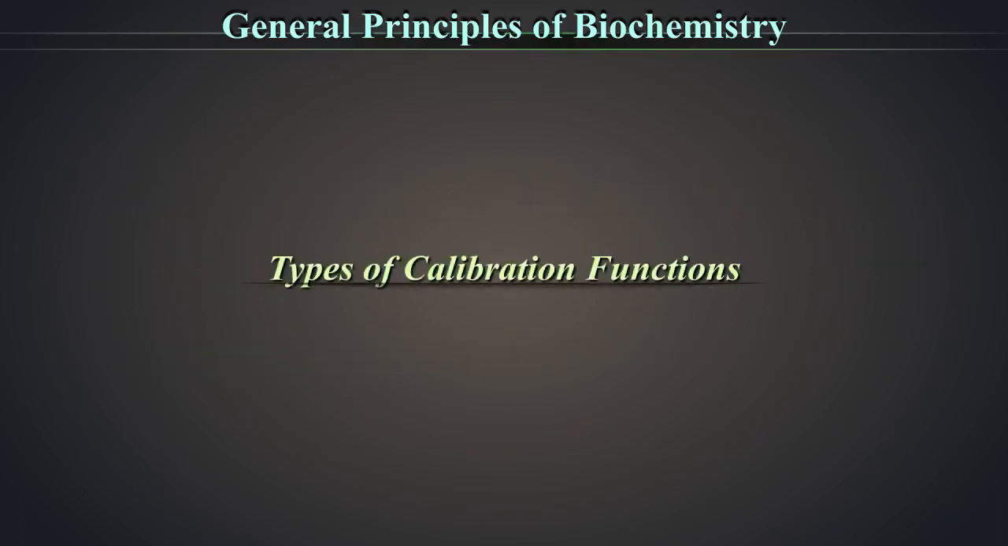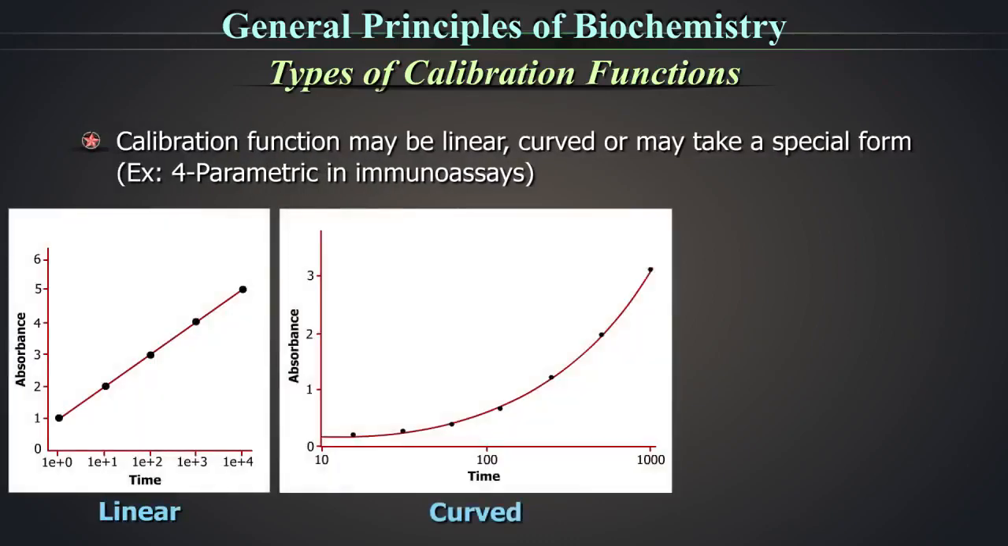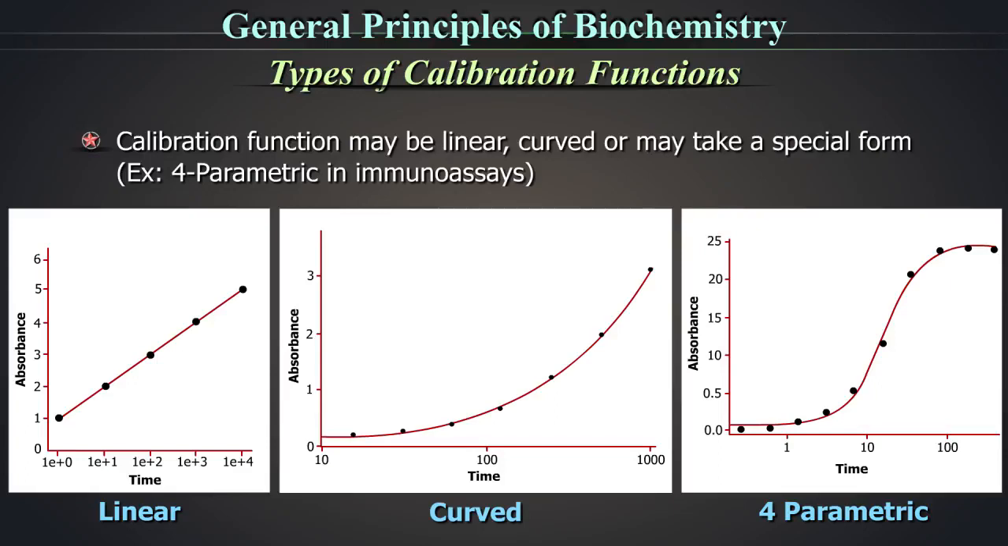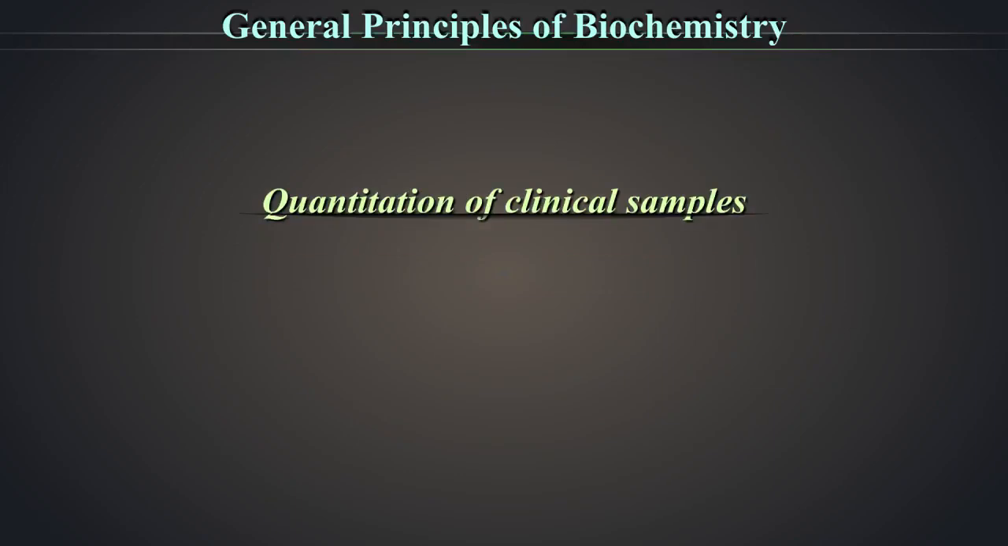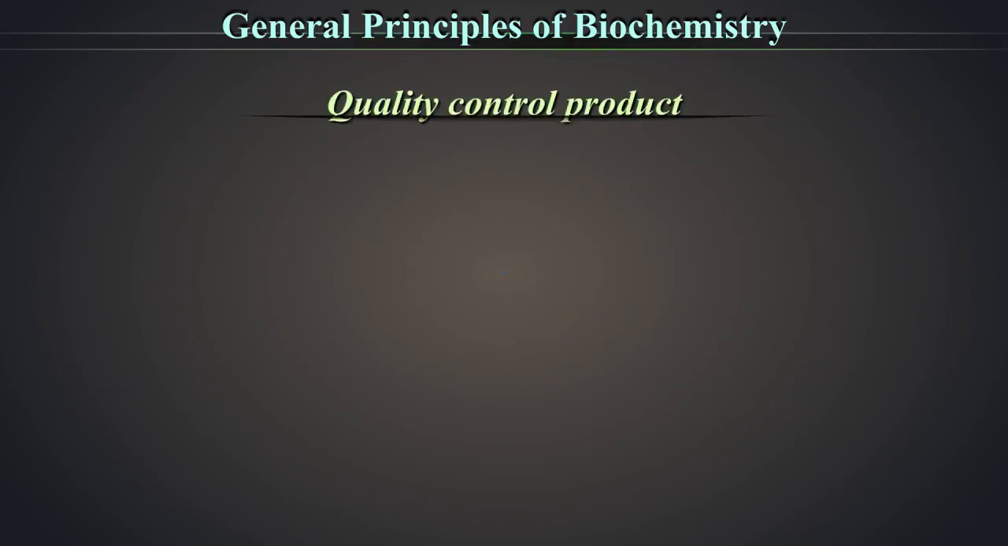Types of calibration function. Calibration function can be linear, curved, or may take a special form, for example, 4-parametric immunoassay. Quantitation of clinical sample. The calibration factor thus obtained is used to calculate the concentration of the unknown test samples after measuring their absorbance. Concentration of the unknown test is equal to the calibration factor multiplied by the absorbance of the test.